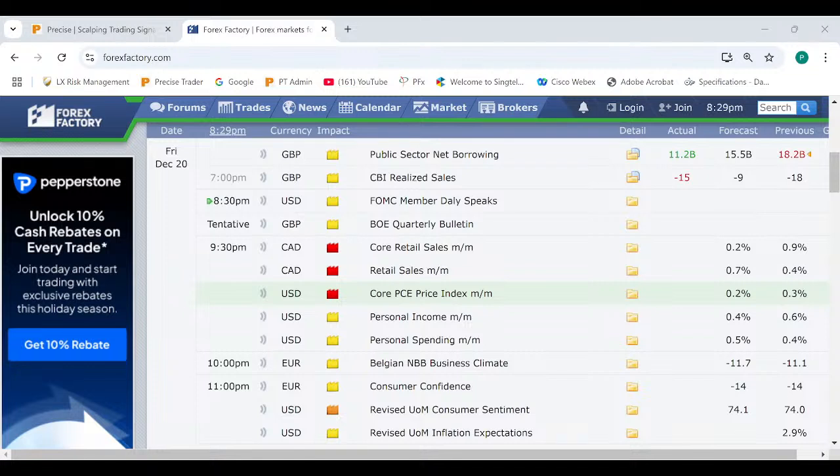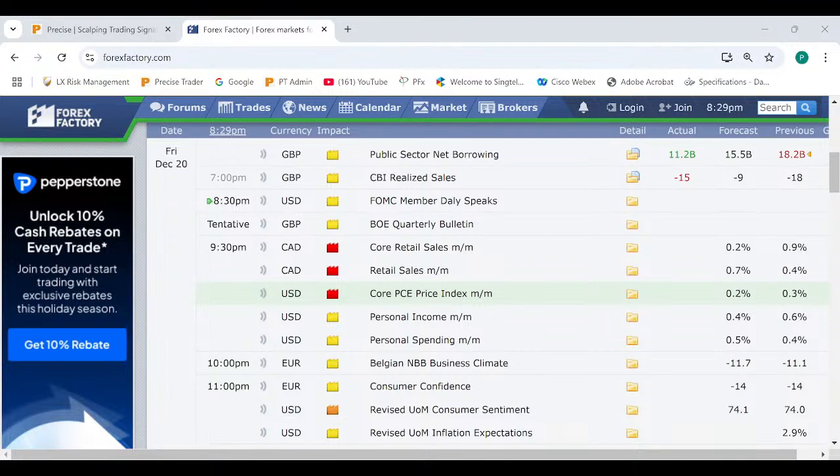So if we get data as expected or slightly better than that, then the dollar CAD should weaken some more. That means dollar CAD would come down. That means the Canadian dollar will strengthen.